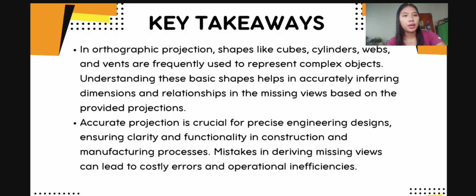These are the key takeaways. In orthographic projection, shapes like cubes, cylinders, wedges, and vents are frequently used to represent complex objects. Understanding these basic shapes helps in accurately inferring dimensions and relationships in the missing view based on the provided projection. Accurate projection is crucial to precise engineering designs, ensuring clarity and functionality in construction and manufacturing processes. Mistakes in deriving missing views can lead to costly errors and operational inefficiencies.